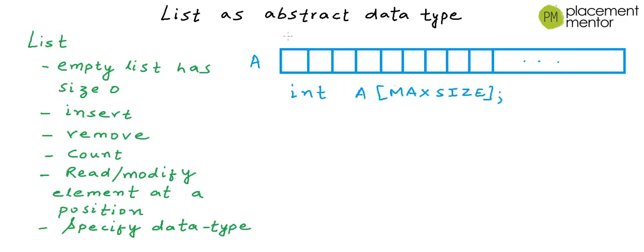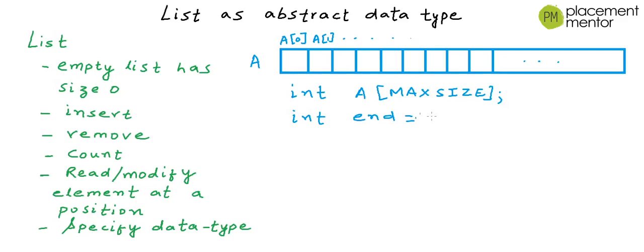Now as we know, the elements in the array are indexed as a0, a1, a2, and we go on like this. So what I'll do is I'll define a variable that will mark the end of the list in this array.